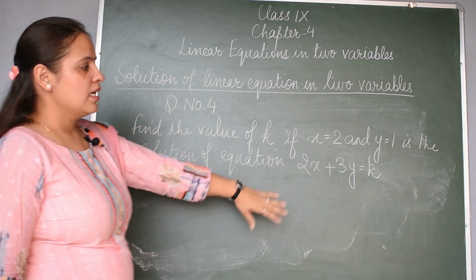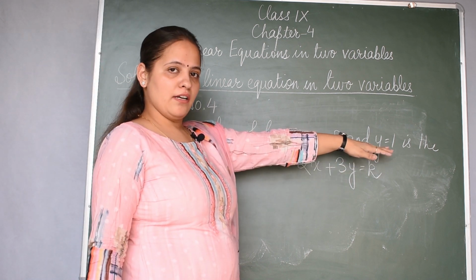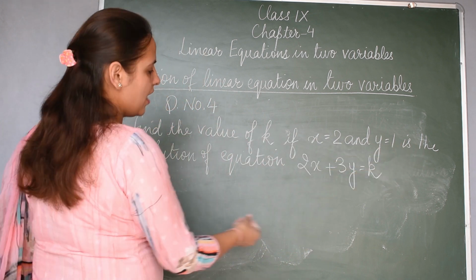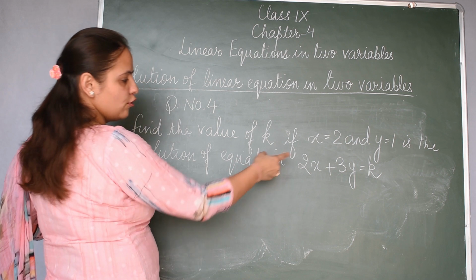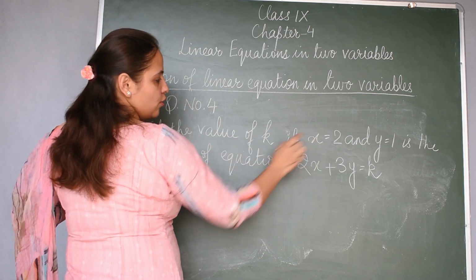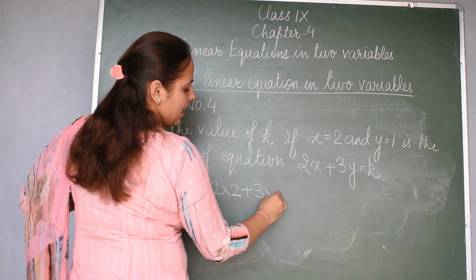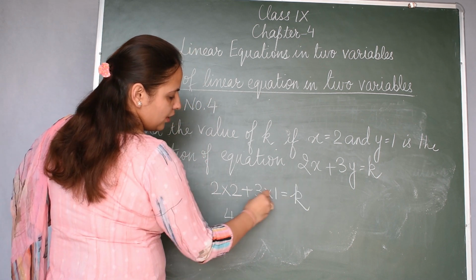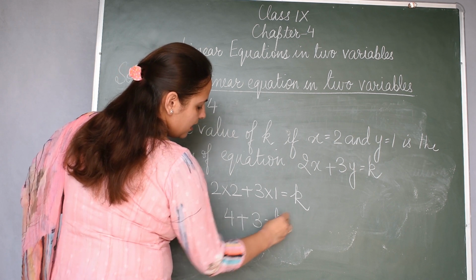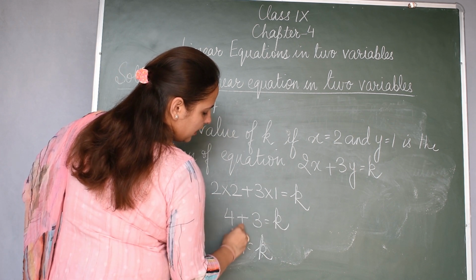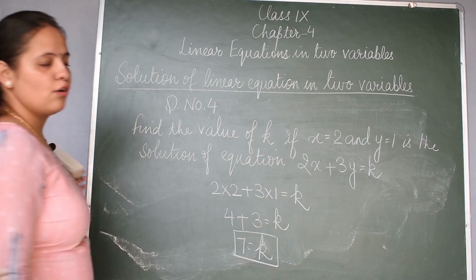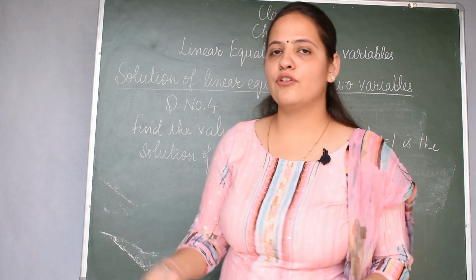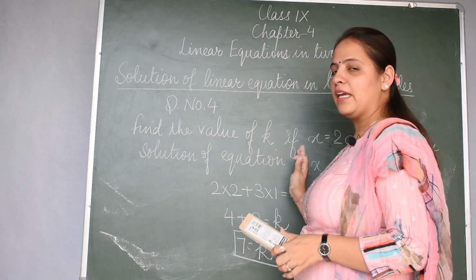You are already given that (2, 1), or you can say x equal to 2 and y equal to 1, is the solution of this equation. So what we have to do is substitute the value of x and y. X is your 2 and y is your 1. So 2 2s are 4, 3 into 1 is 3, which is equal to k. So 7 is equal to k. So the value of k is your 7. So you can find out the value of the unknown constant if you are given the solution of the equation.